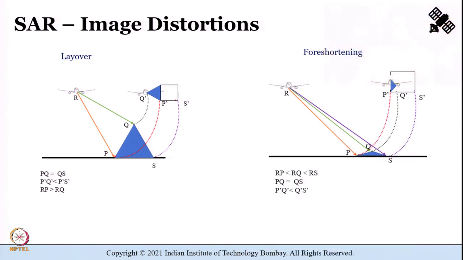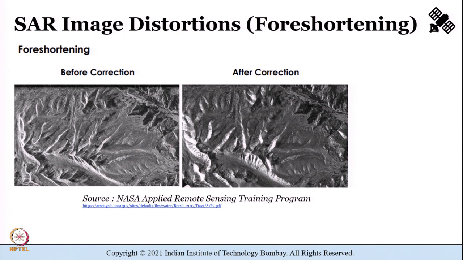Now, there is another distortion known as foreshortening that you see towards the right of your screen. In this case, assume a radar beam reaches the base of a mountain before it reaches the top. Then foreshortening occurs, because in a radar image the display is going to be something like this, okay. So SAR image distortions, layover and foreshortening. Now typically this is what you see before correction. I have given you a sample image of how it looks before correction and after correction by correcting foreshortening, just as a sample example.